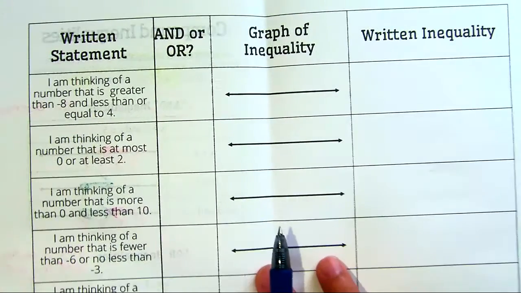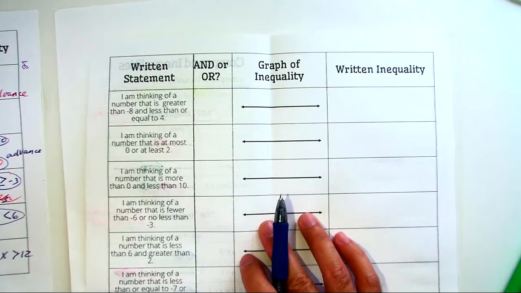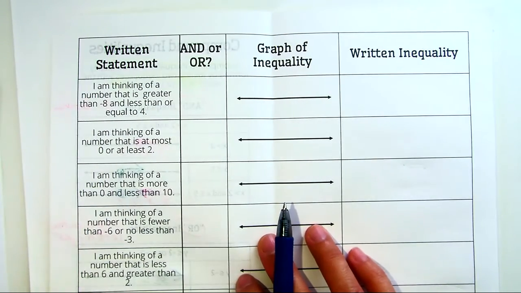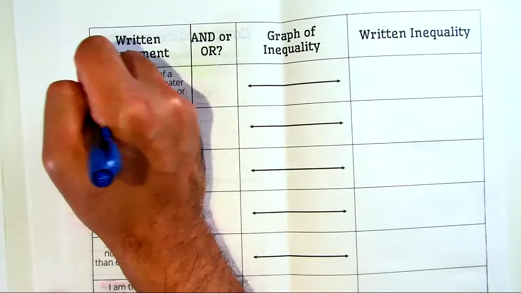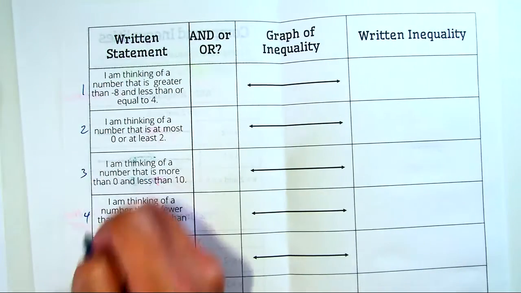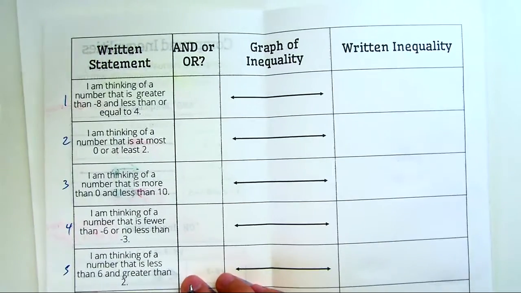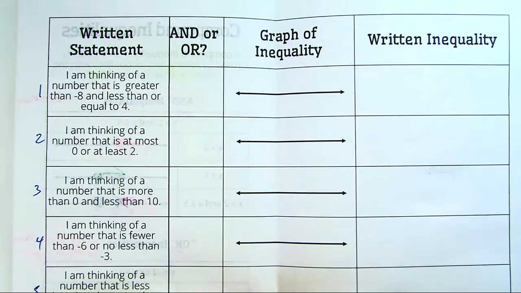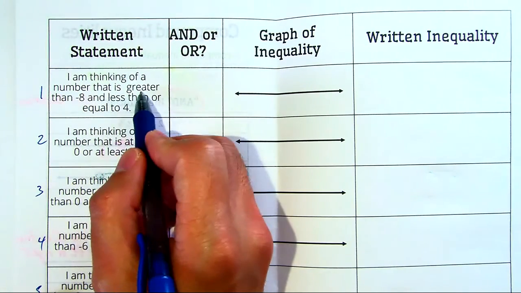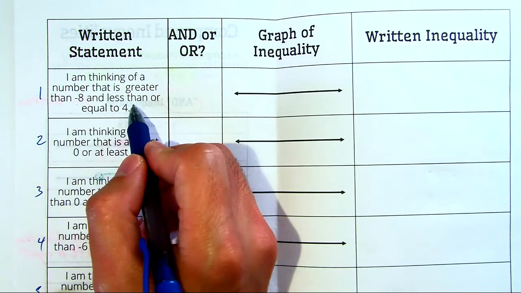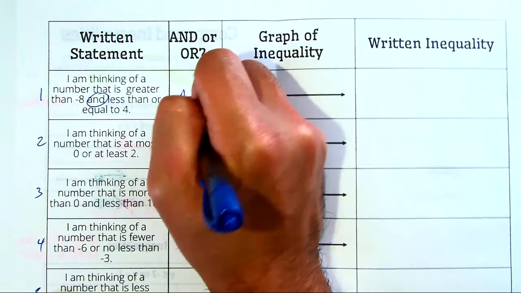So now we have some examples in words, and we will translate these into inequalities using "and" or "or". So let's label these numbers, example 1, 2, 3, 4, 5, and 6. Let's go over the first example. A number that is greater than -8 and less than or equal to 4. It has an "and" here, so this is an "and".